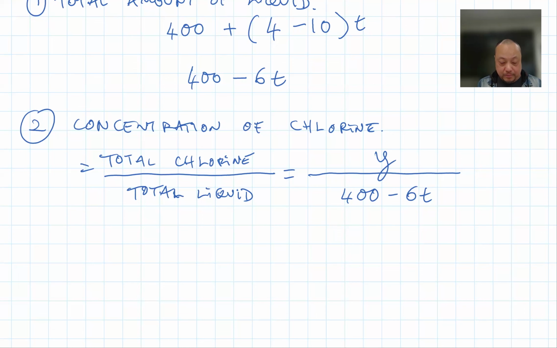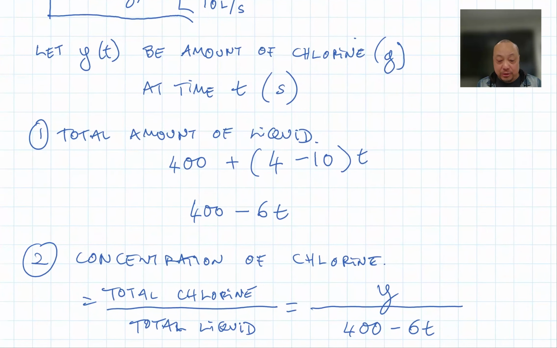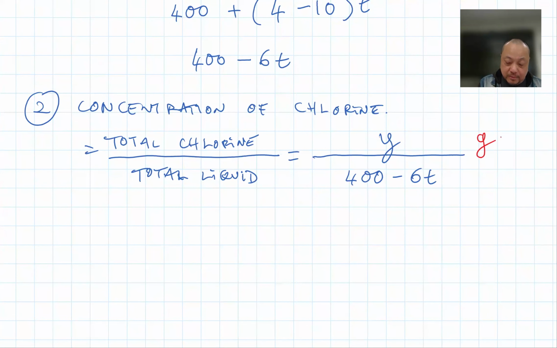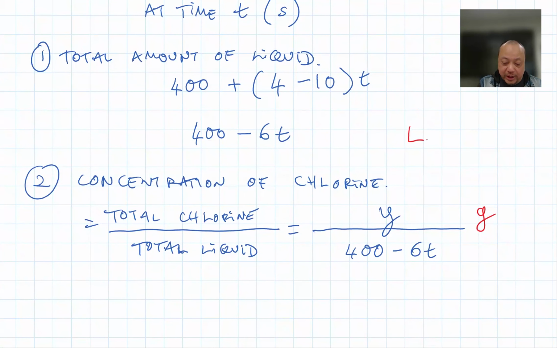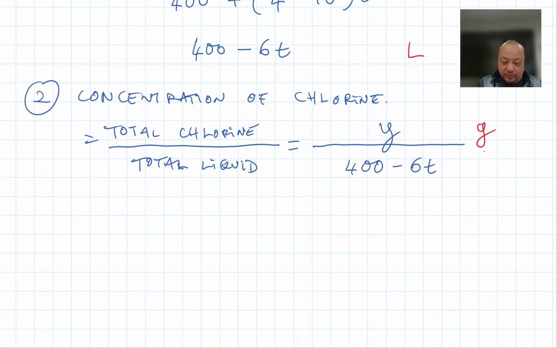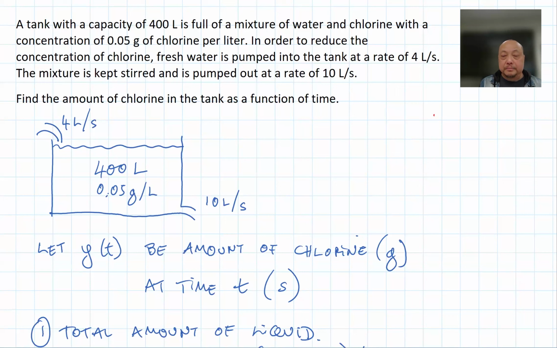Let's check the units. What's Y? Y is the amount of chlorine and is in grams. So this is grams. And 400 minus 6t, we checked last time and we knew that it's in liters. So all of this is grams over liter. Gram per liter, that is the correct unit for concentration. And if you are unsure, you look back at the statement of the question itself, and it says right here, the concentration is in grams per liter. So grams per liter is the correct unit.